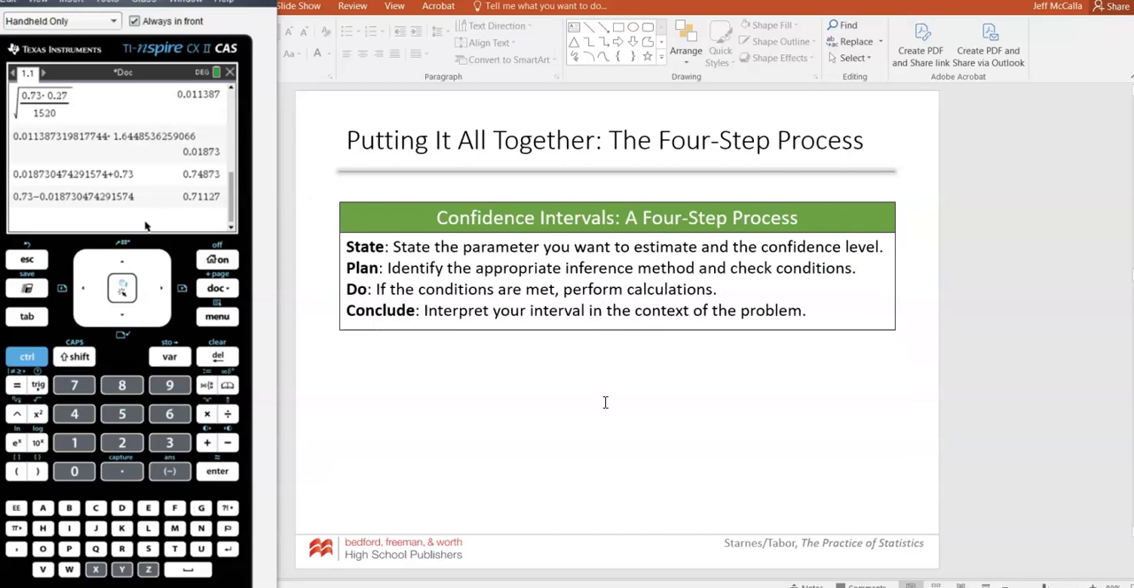We technically should state the parameter of interest that you want to estimate and the confidence level. So we're trying to figure out what the true proportion of something is, right? That's the p value. It often identifies the confidence level, so 90% or 95%, whatever it is. Those are the two most common. Identify the appropriate inference method. So one-prop z interval, or something like that, would be fine. Check the conditions. You want to check all 3 conditions. If the conditions are met, then you do the calculations, and then you interpret your results.